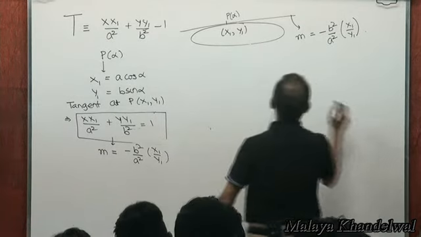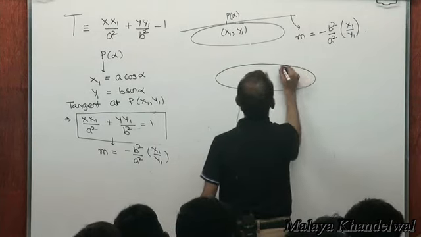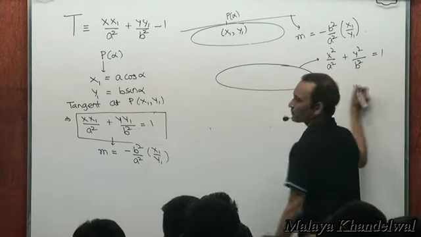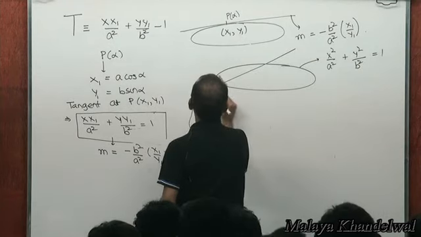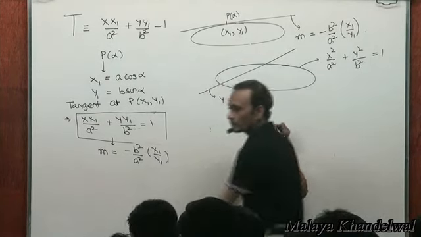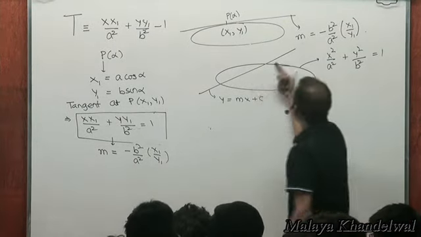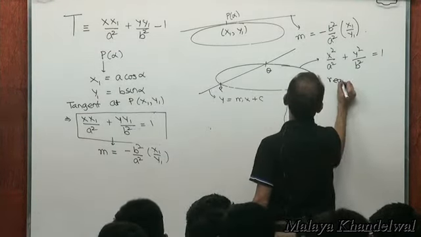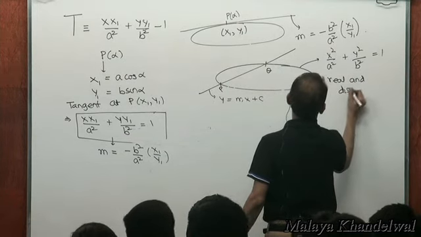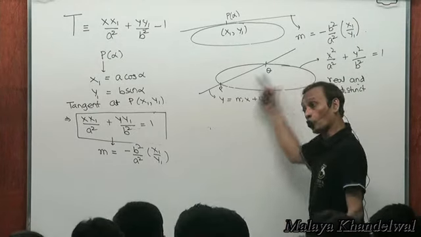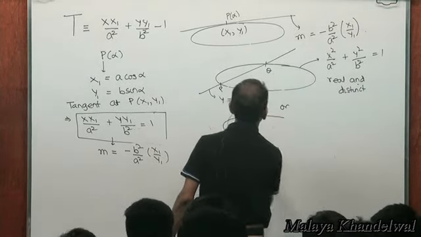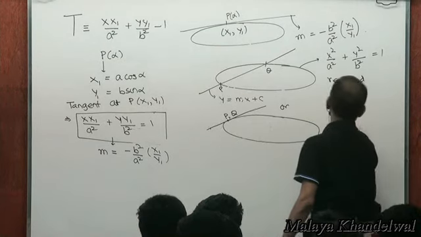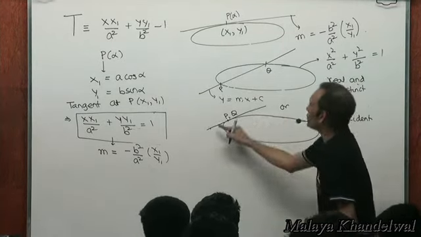In fact, in a very general sense, suppose this is the conic x squared by a squared plus y squared by b squared equal to 1. And if this is any line y equal to mx plus c, then this line could intersect the conic in two real and distinct points, P and Q. It'll be a chord. Or this line could intersect the ellipse at two coincident real points, P and Q are coincident.